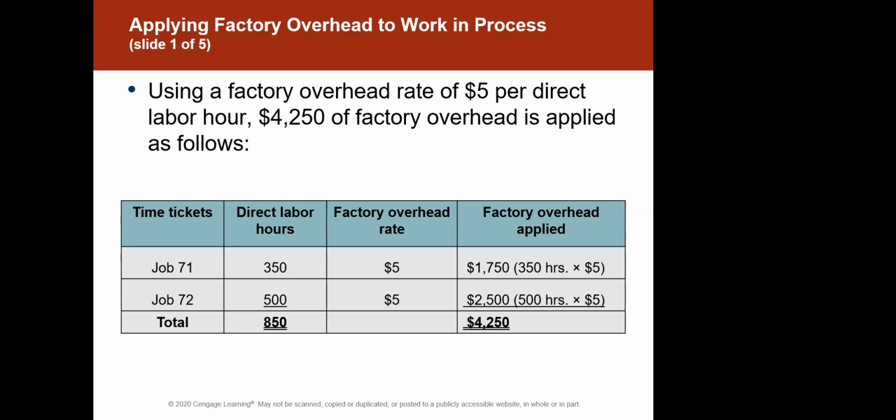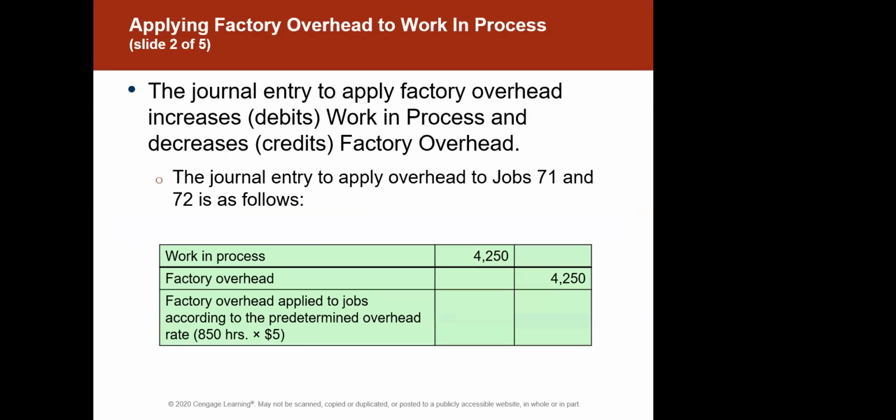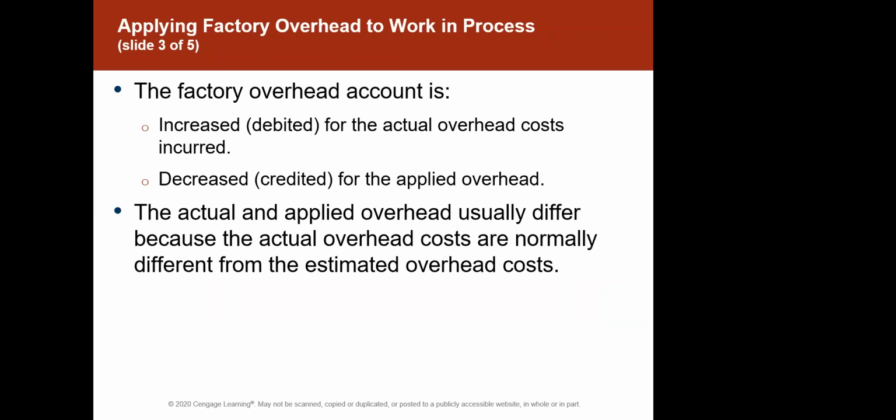So this is just showing, again, the same idea. So there's the journal entry. We debit work in process, again increasing that asset, and we credit factory overhead. Recognize that the factory overhead account is increased or debited when we have actual overhead costs.